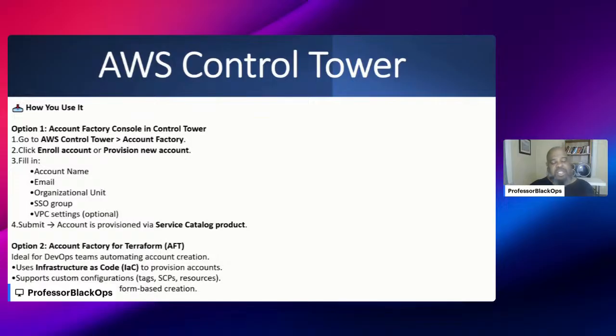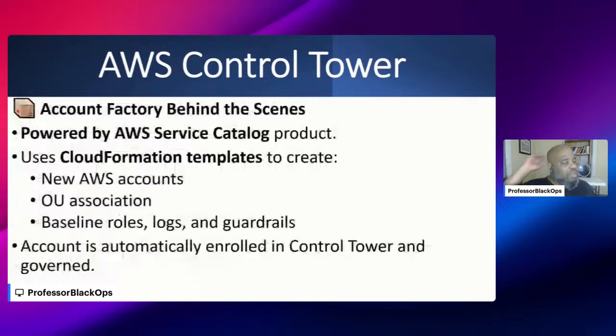Most companies, especially large companies, are multi-cloud. So they use their Terraform scripts in AWS, in Azure, and in Google. They want to have one set of scripts that they can use. Once again, I just usually use AWS scripts because that's what I usually focus on. Behind the scenes, we talked about using the Service Catalog. I usually use the AWS version of that, the CloudFormation templates, to create accounts, OUs, baseline roles, and guardrails, automatically enrolling in Control Tower and governing it.